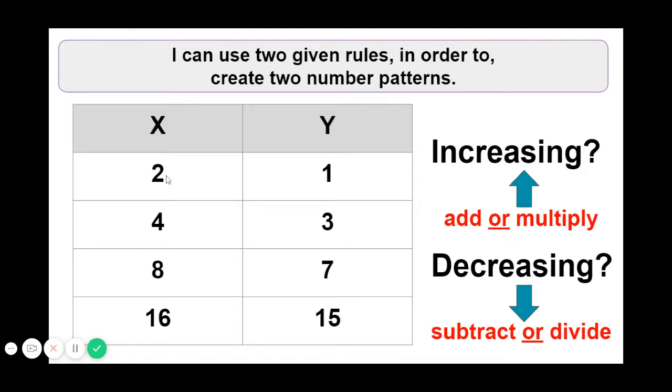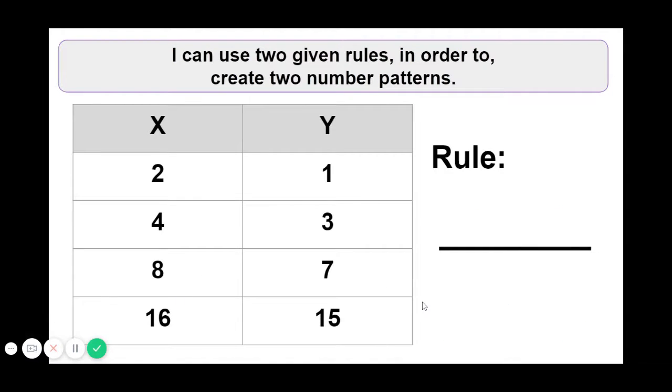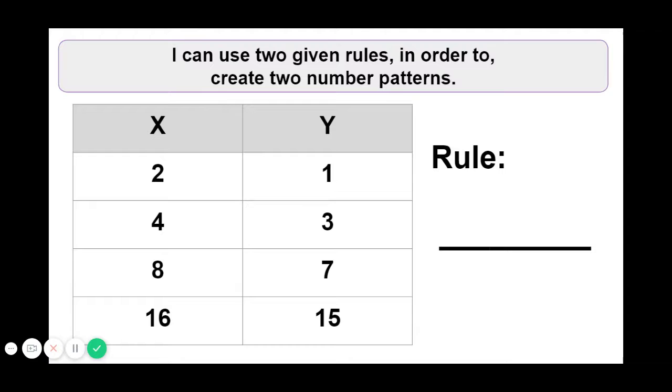They're decreasing. This row is going from 2 to 1, from 4 to 3, from 8 to 7, and from 16 to 15. So I have to figure out what my rule is. What am I doing to X to turn it into Y? This one is pretty simple. So remember, our rule starts with Y equals. So my rule for this table is going to be Y equals X minus 1.